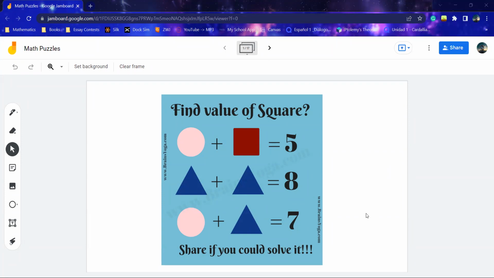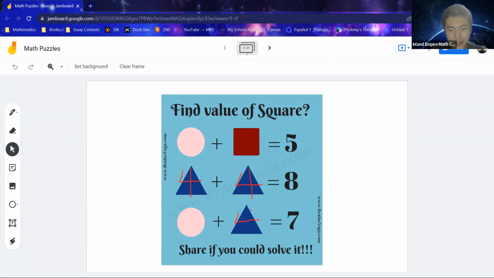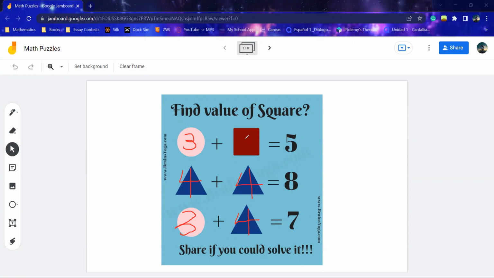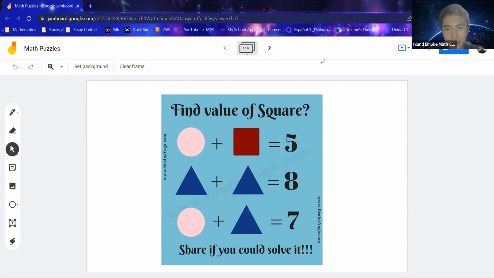Joyce? The middle problem has two triangles, and 4 plus 4 equals 8. So I feel like the triangle is 8. I mean 4. Sorry. Excellent. That is correct. All right. Then do you think we could figure out what the circle is too? 3, because 4 plus 3 is 7. Excellent. All right, finish the problem, shall we? So then the square is 2. Excellent. You solved it. All right, that was fairly simple.